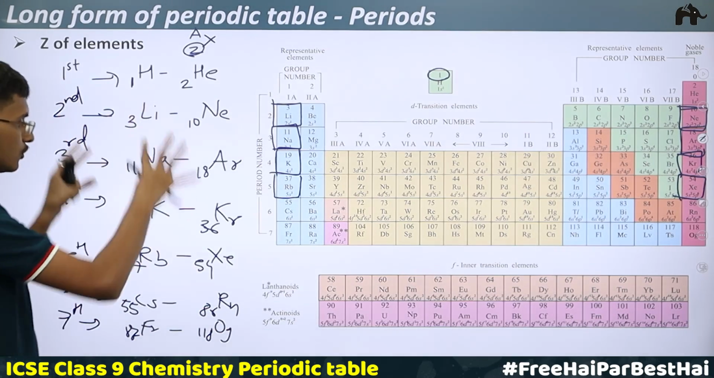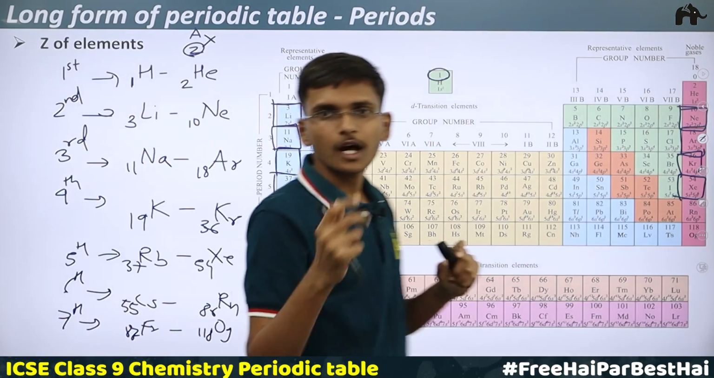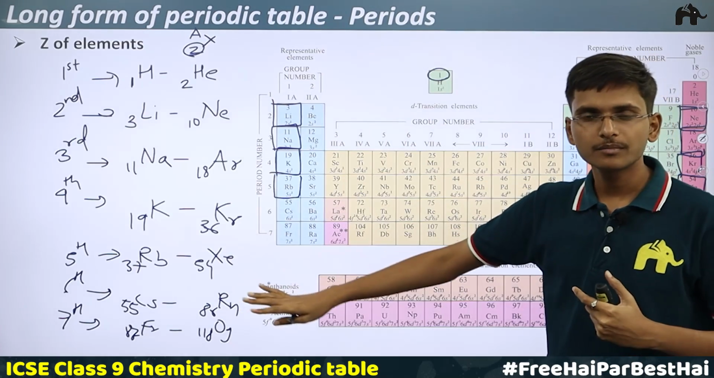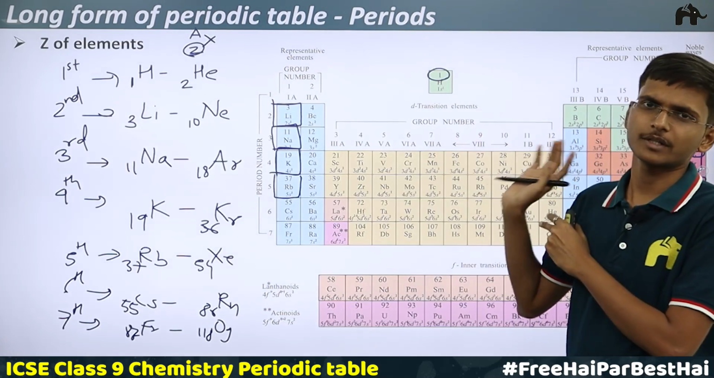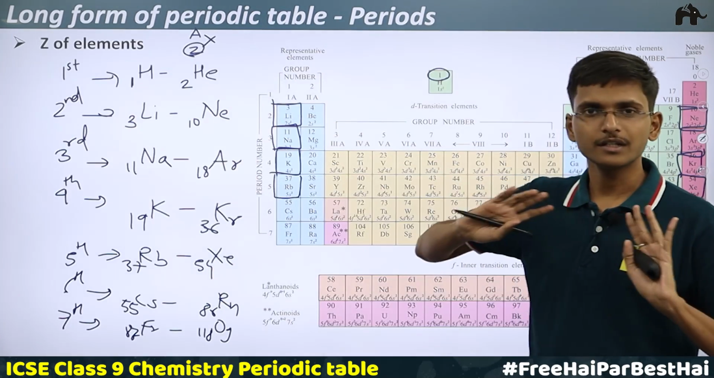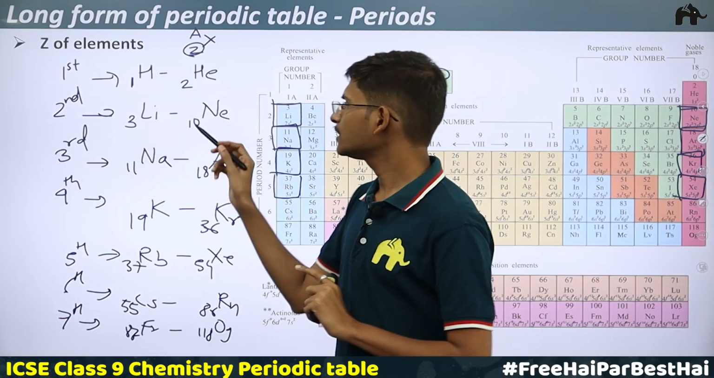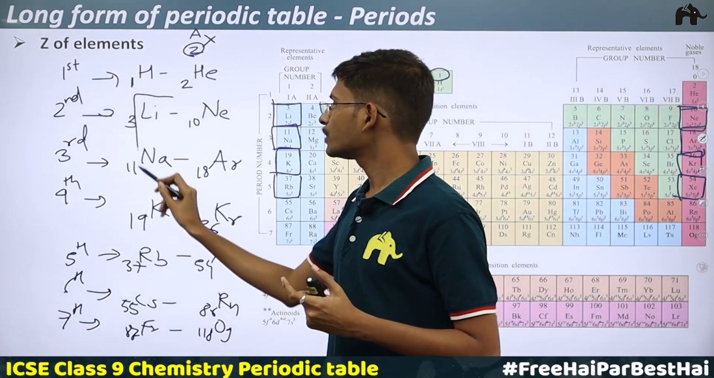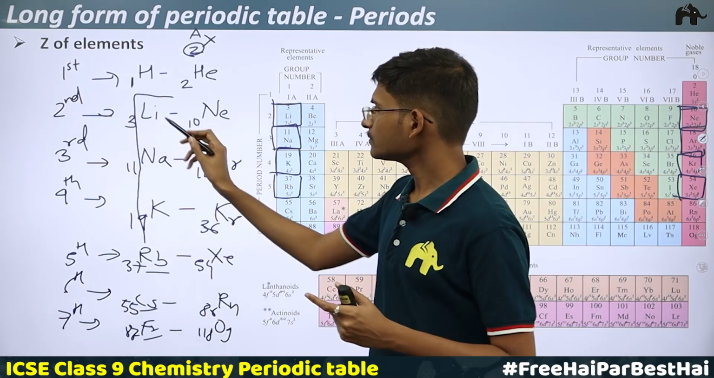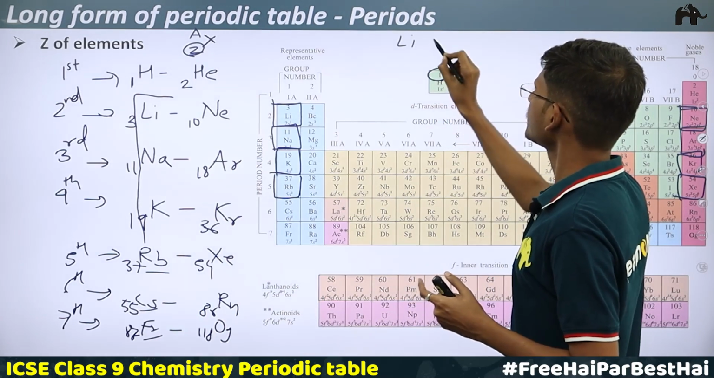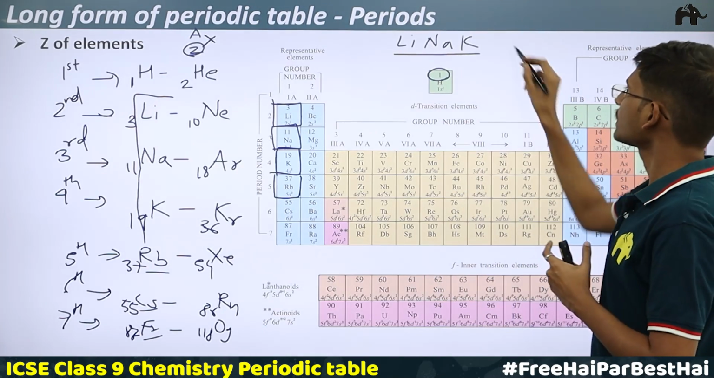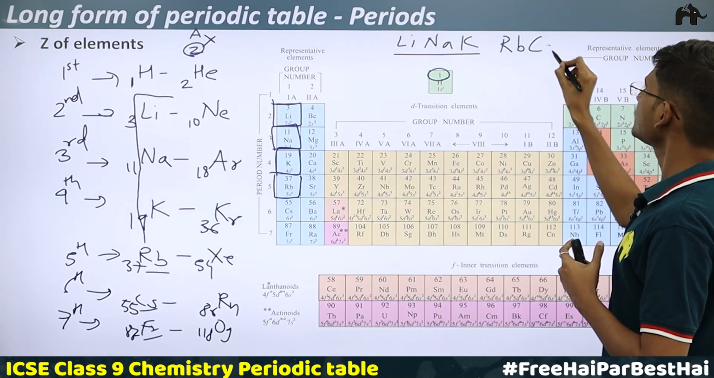Clear? Now, how have I remembered the first element and the last element of a particular period? Very easy. You first remember the first elements in a line. You would definitely memorize lithium, sodium, potassium, rubidium, cesium, francium. The trick I'm sharing with you is like this: LINAC, and then you can write here RBCs.